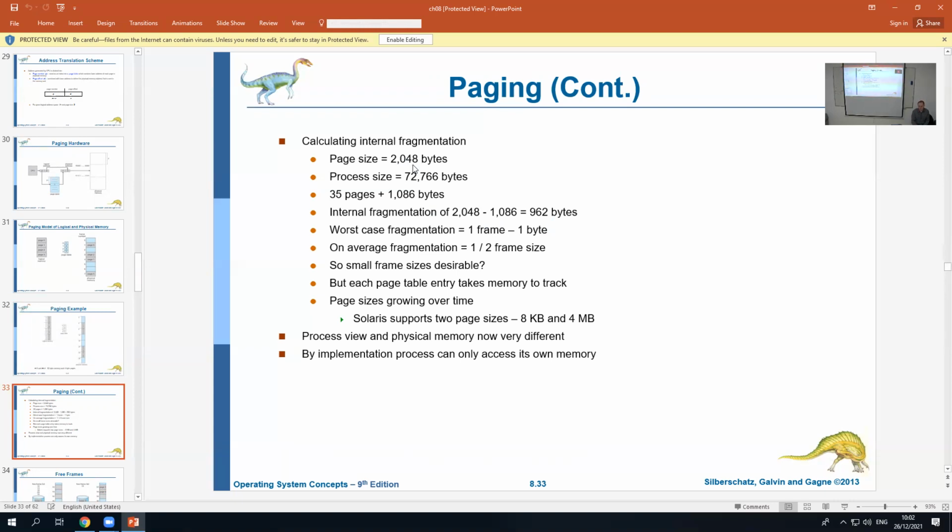So you can see actually that the smaller our pages, the less internal fragmentation. To the absurd point that if we had pages of 1 byte, then we would have no internal fragmentation. But that would be crazy because we would have a huge page table.